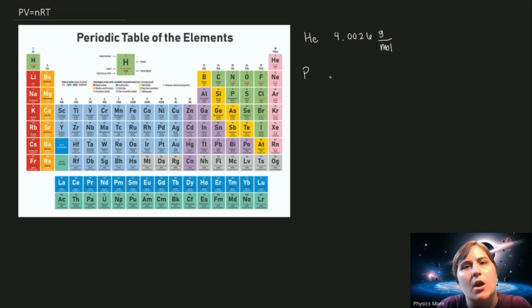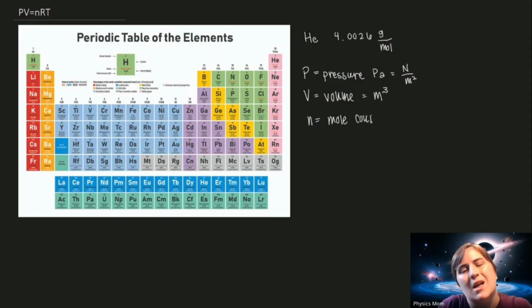So P is the pressure. This is going to be in units of pascals, which we already noted is newtons per meter squared. That's the unit for pascals, so it's important to understand when we are actually calculating this. V is volume, which should be in meters cubed. Then n is the mole count. Its unit is moles, M-O-L. We drop the E just for brevity.